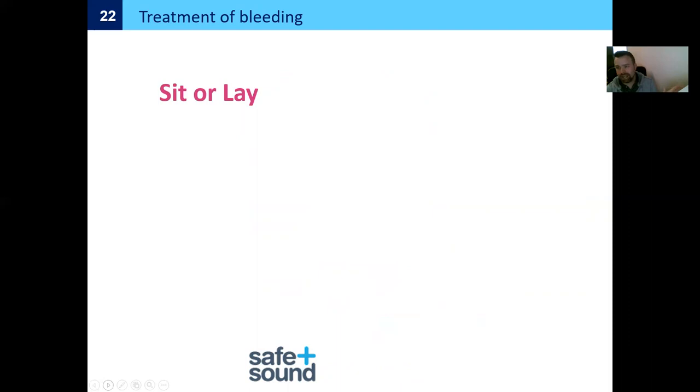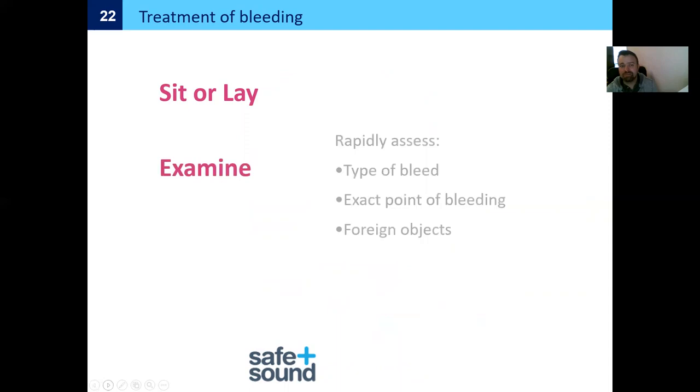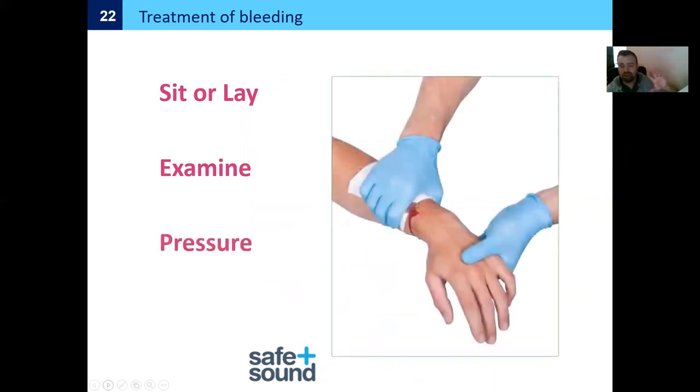So I always go for lay the casualty down, because if you sit them, they still have got a place to fall. You can't fall from the ground. So my rule is get them on the floor, examine them, and then treat the bleeding. Rapidly assess, make sure you know the types of blood, find where it's bleeding, look for any foreign objects, and treat for shock. So deal with that, so lift their legs up.